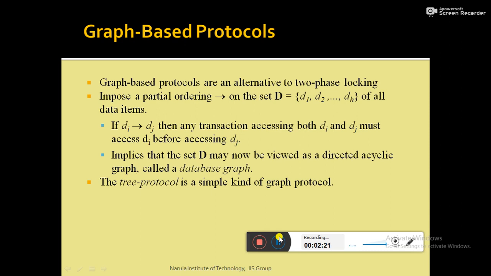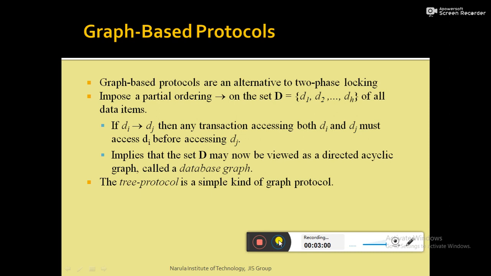But the graph-based protocol is not like that. In the graph-based protocol, a data item may be locked and unlocked at any given point of time. That means the graph-based protocol is not a two-phase kind of thing. Locking and unlocking may happen at any point of time, so it is not a two-phase locking type protocol. But one thing which is extra in the graph-based protocol is that to implement it, we need additional information on how the transactions are going to access the data items.